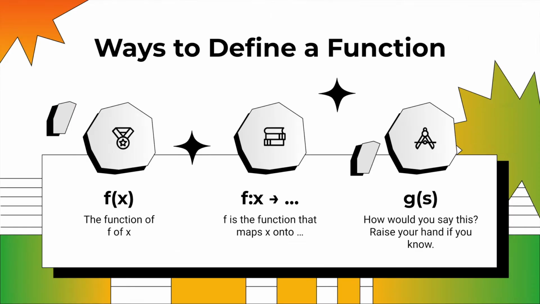How do you write functions? Ways to define a function. There are two main ways. So the first one is f(x), f brackets x. This is read as a function of f of x. Or this, which is read as f is the function that maps x onto dash.